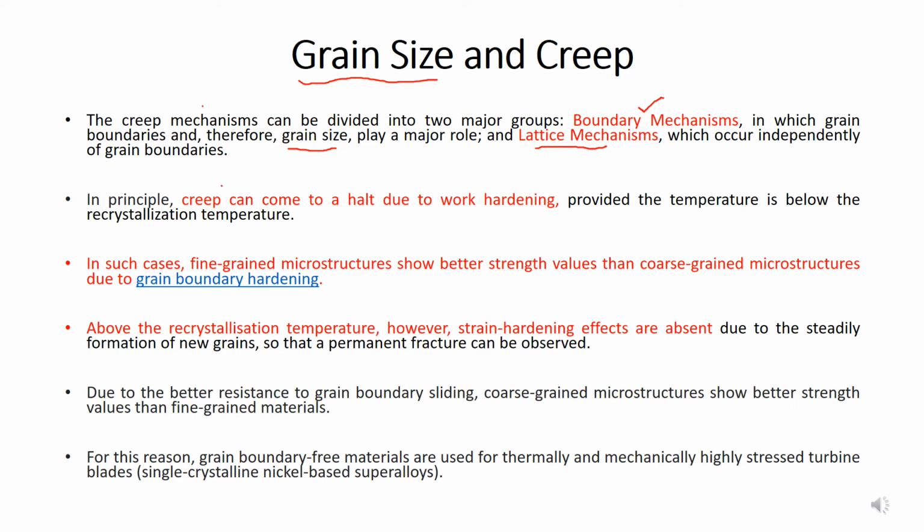So creep can come to a halt due to work hardening if the temperatures are well below the recrystallization temperature. At lower temperatures, the dislocations get stuck, and the movement of the dislocation is difficult. So creep also comes to a halt at those points of time. In such a case, fine-grained microstructures show better strength values than coarse-grained microstructures due to grain boundary hardening.